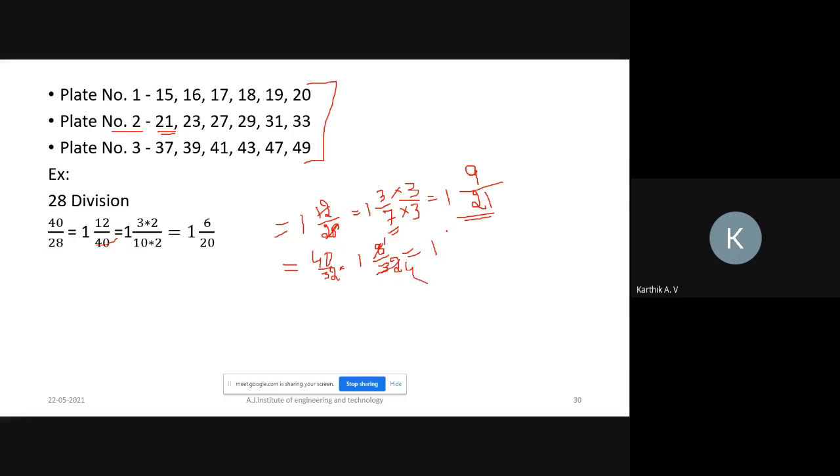So next, 1 by 4. You should see which plate number matches this value. So I will take 4 into 4. What is the answer? 1 fours are 4, and 4 fours are 16. So what is the meaning of this one?